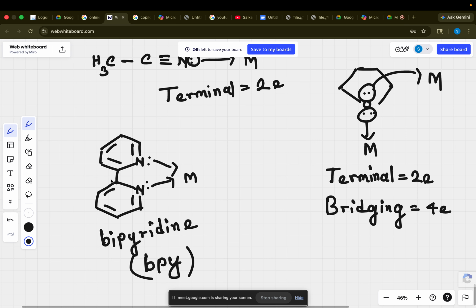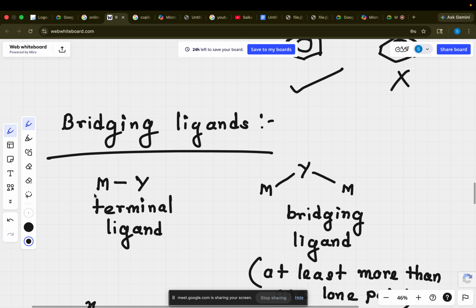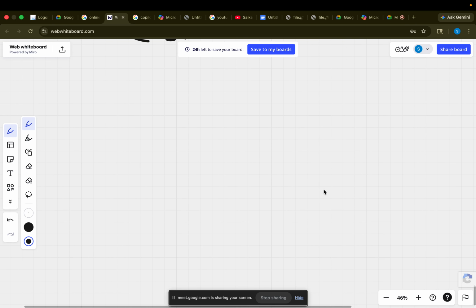How many electrons is it donating here? Total 4 electrons. Is it terminal or bridging? Bridging. If you say bridging, then it will be wrong. How many metal centers are there? 1. So it will be terminal. Check the number of metal centers. If you have more than one metal center, then only it is bridging. If you have one metal, it is terminal. If you have at least two metal centers, then it will be bridging.